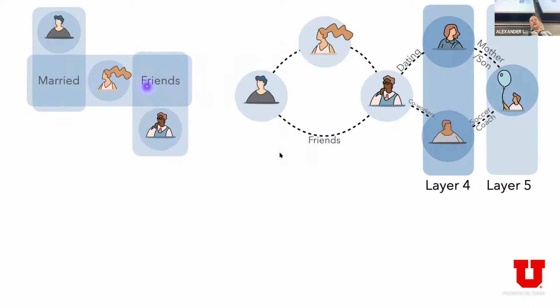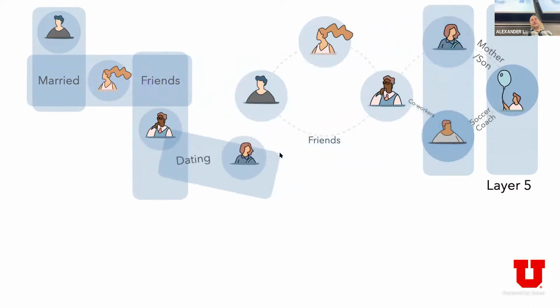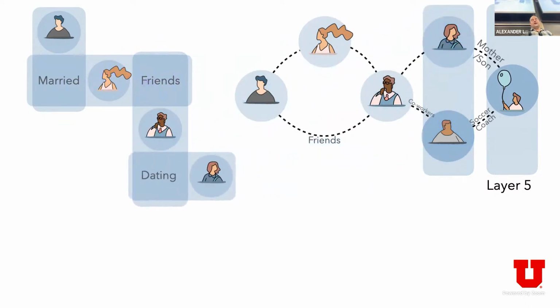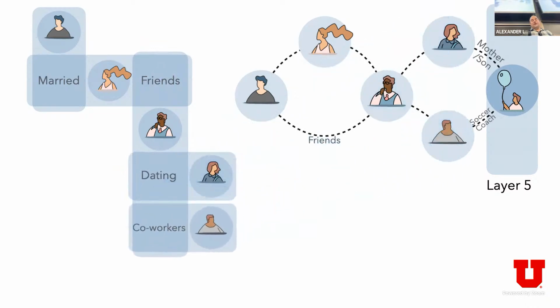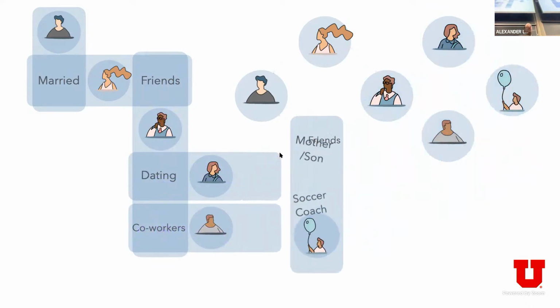This is shown by that intersection here. And these guys here are dating because of that intersection here, and so on. So this person here is dating this person and a coworker with this person, right? And so that's kind of the idea behind quilts.